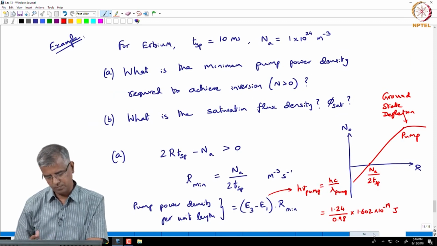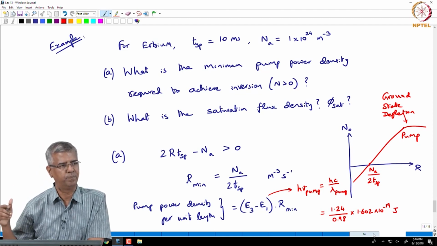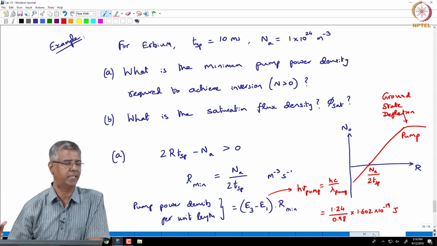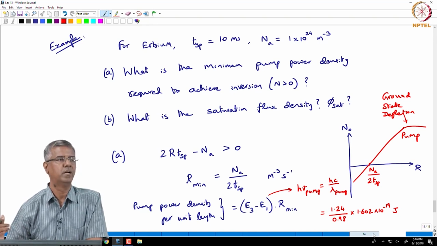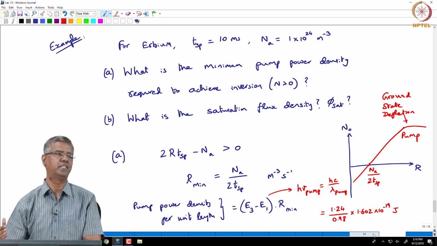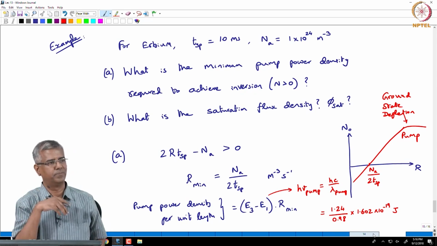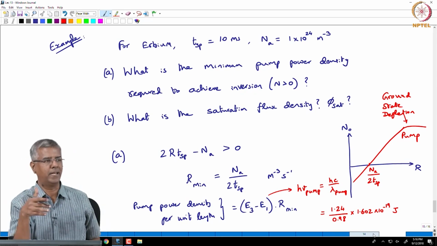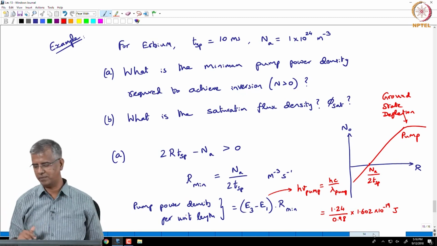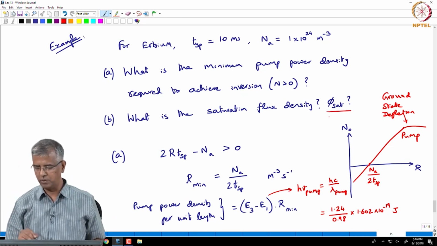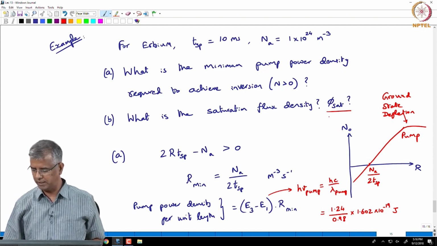Yeah. So, it's actually a per meter cube quantity that you get, because our number density is in terms of unit volume, but typically when we talk about pump power density, we talk about power over area, not volume. So, I wanted to take that length dependence out, and that is what we did by assuming the length to be 1 meter. Then the question is, what about this one, how do we calculate the saturation flux density?